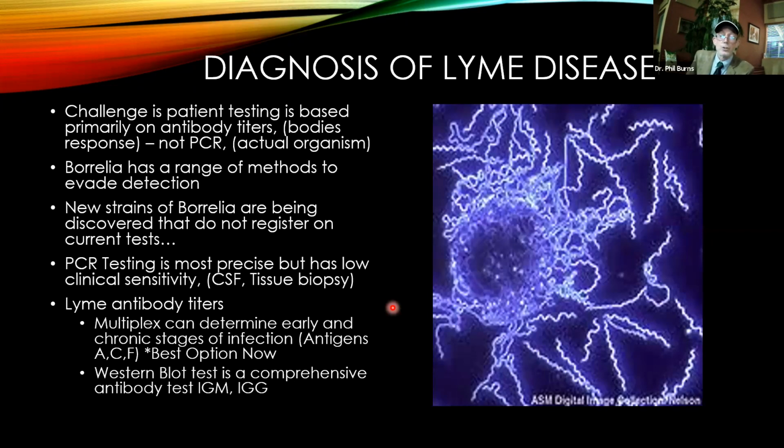The Western blot test too, but again, it's not as good at staging the infection as we have with the 3 different antigens for acute versus chronic. And there's a cool picture of those squiggly lines all over. These are actually Lyme, or these are individual spirochetes, which kind of sound like what they are. And here they are attacking a poor cell. I mean, it's not a pretty picture.